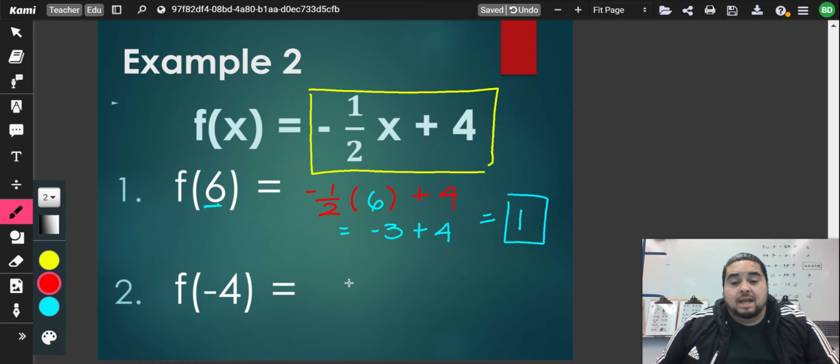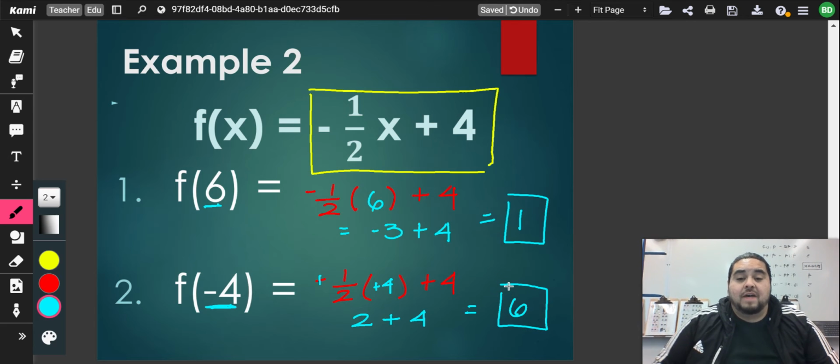Okay, now let's repeat. Again, keep the structure. This time we're replacing x with negative 4. So again, blank parentheses, plus 4 comes down, same exact structure that I normally have. But here I'm replacing x with negative 4. Okay, so the negative and the negative are going to cancel out. 1/2 of 4 is going to give me 2. That plus 4 comes down, and 2 plus 4 is going to give us a value of 6. So when I evaluate this function, negative 1/2 x plus 4, using negative 4, the output is 6.